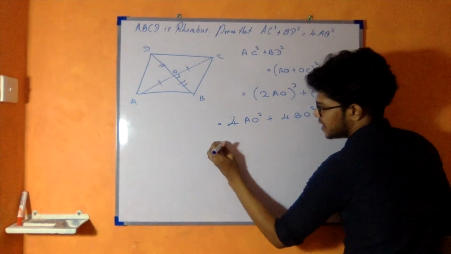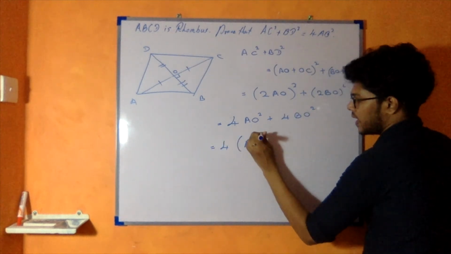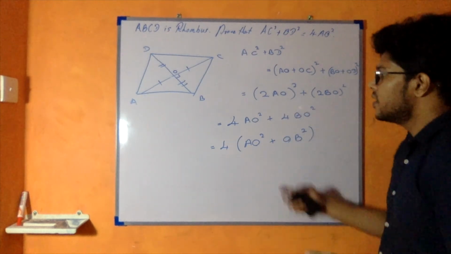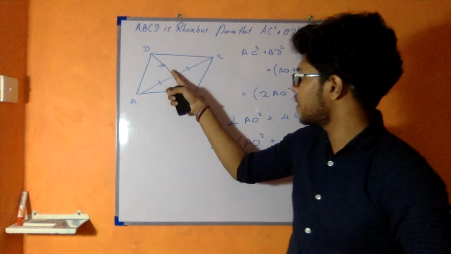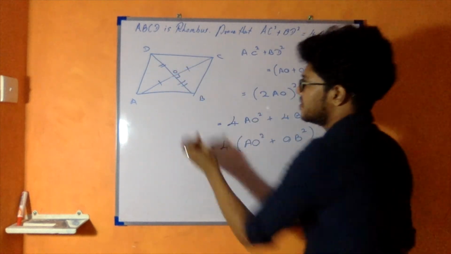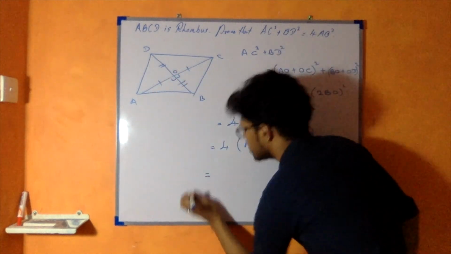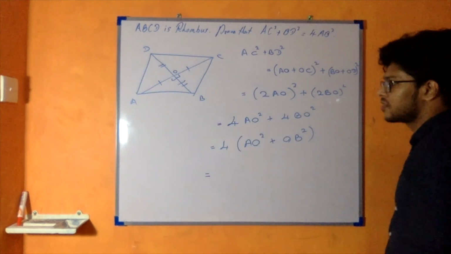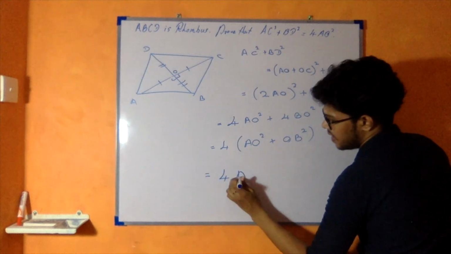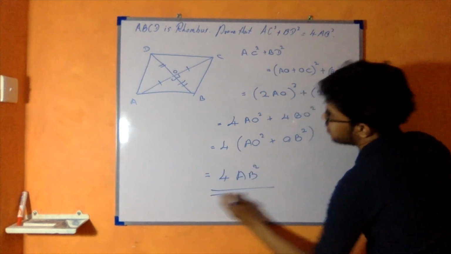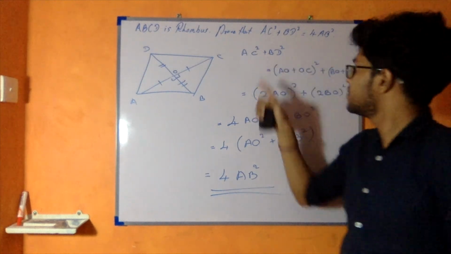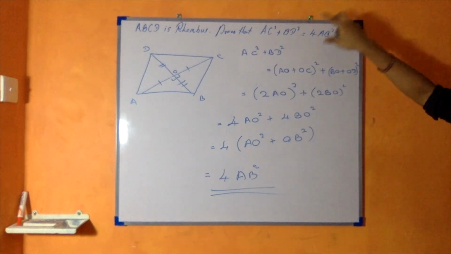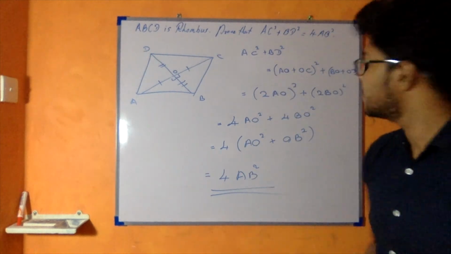Then you take 4 outside: AO squared plus OB squared. BO and OB are the same. So AO squared plus OB squared, and this angle is 90 degrees. So you use Pythagoras: this side squared plus this side squared gives you the hypotenuse. So this is going to be equal to 4AB squared. So we have proved that AC squared plus BD squared is equal to 4AB squared, and that is what we were required to prove. So this is the correct answer to the proof.